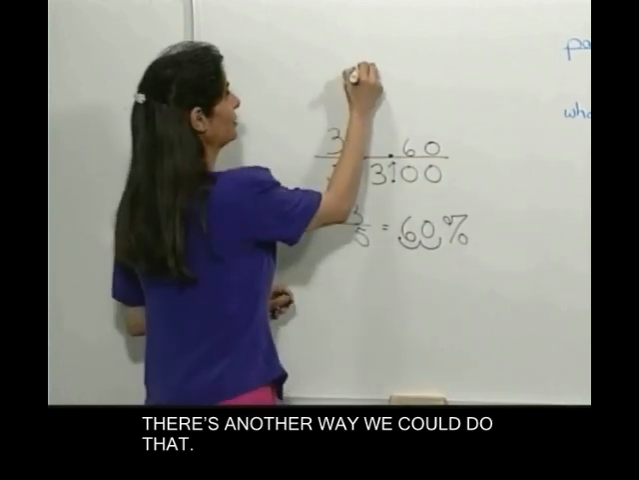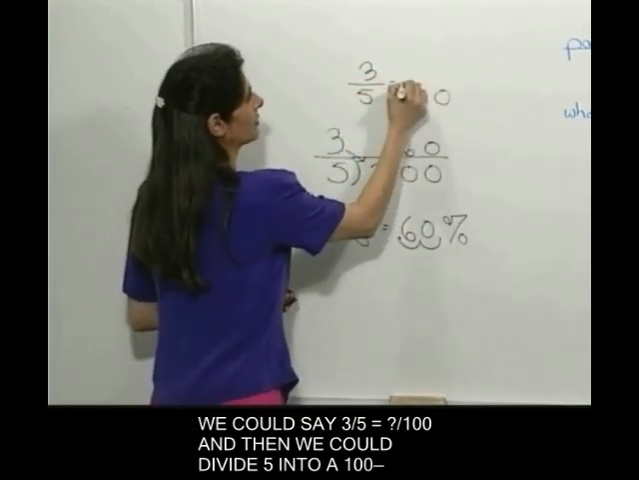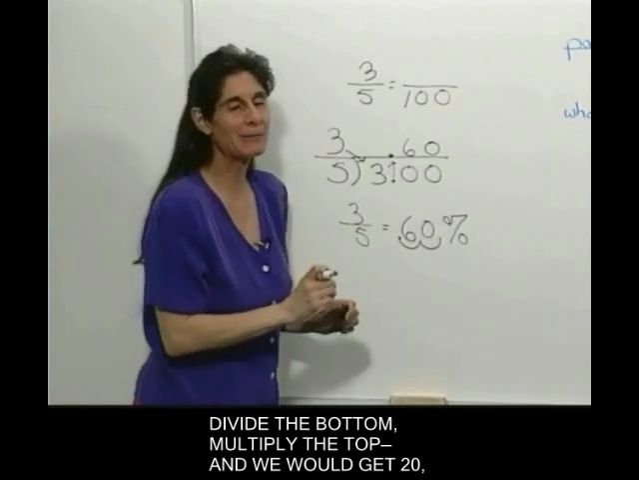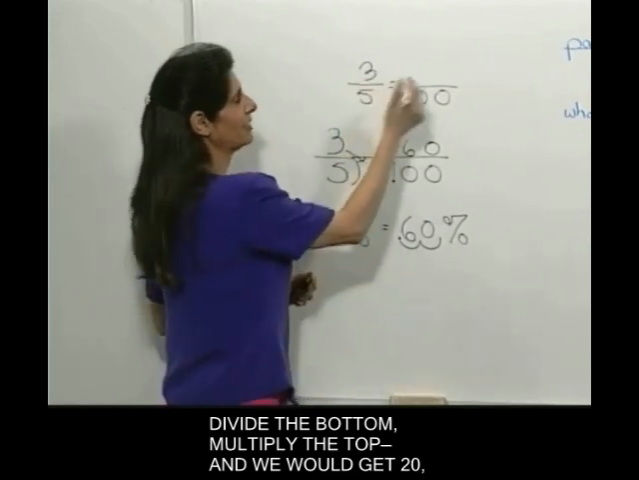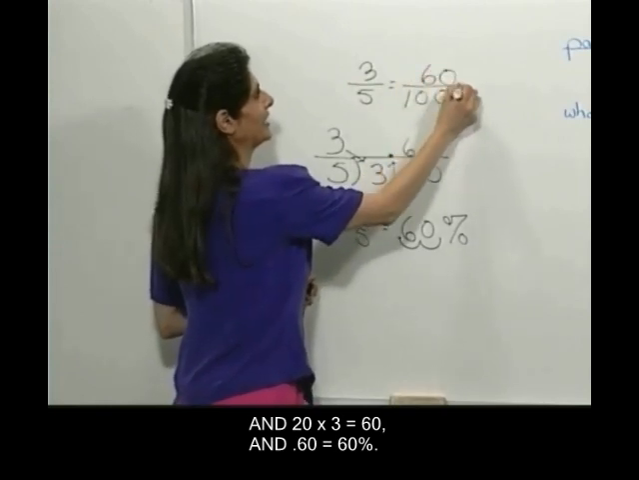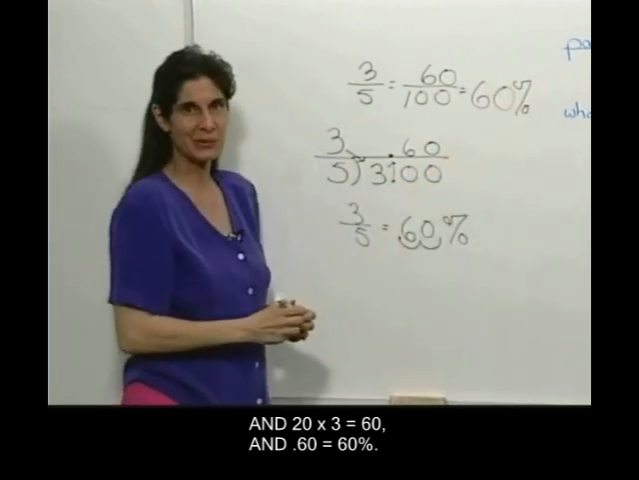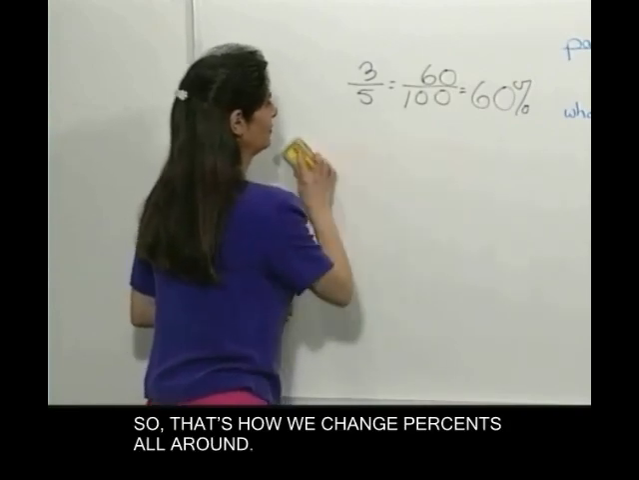There's another way we could do that. We could say 3/5 equals hundredths. And then we could divide 5 into 100, divide the bottom, multiply the top, and we would get 20, and 20 times 3 is 60. And 60 hundredths equals 60%. So that's how we change percents all around.